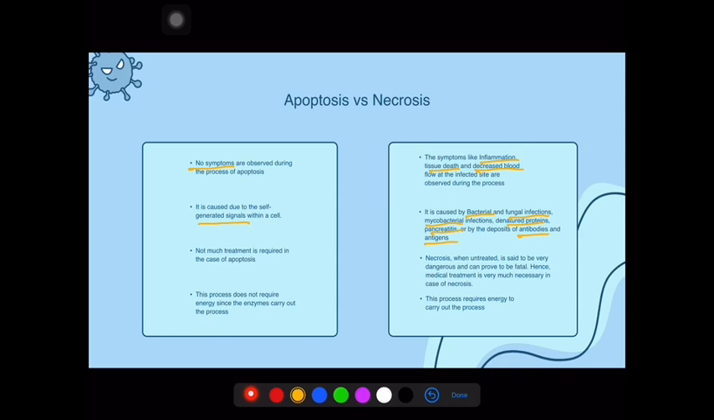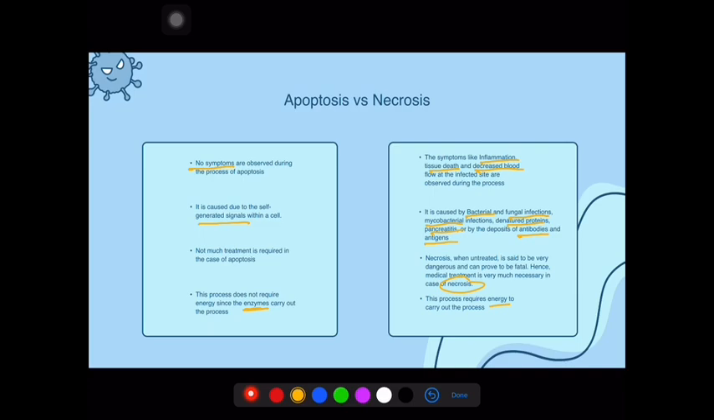and antigens. In apoptosis, not much treatment is required, but in necrosis, when it is untreated, it's said to be very dangerous and can prove to be fatal. Hence, medical treatment is very necessary in the case of necrosis. In apoptosis, the process does not require energy since enzymes carry out the process. But in necrosis, this process requires energy.